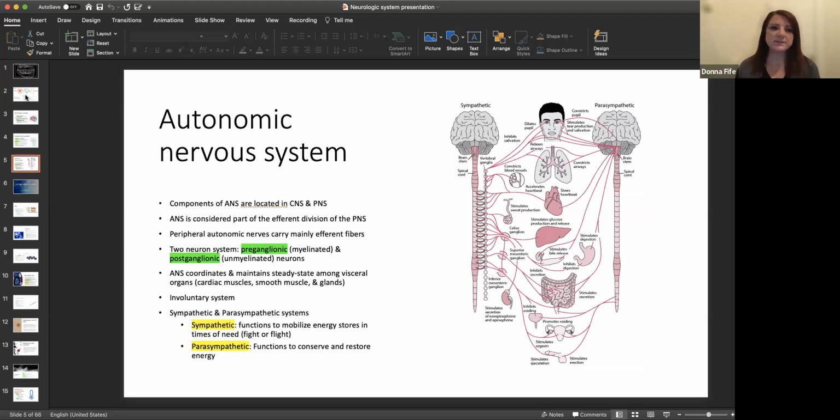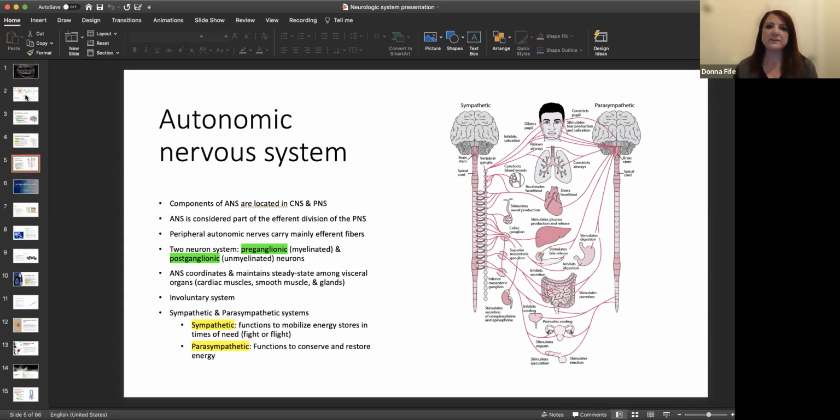The autonomic nervous system, the components of the ANS are located in the central nervous system and the peripheral nervous system. The autonomic nervous system is considered part of the efferent division of the peripheral nervous system. The peripheral autonomic nerves carry mainly efferent fibers, and there's 2 neuron systems, preganglionic or myelinated and postganglionic or unmyelinated neurons. The ANS coordinates and maintains a steady state among visceral organs, such as cardiac muscles, smooth muscles, and glands. And this is an involuntary system.